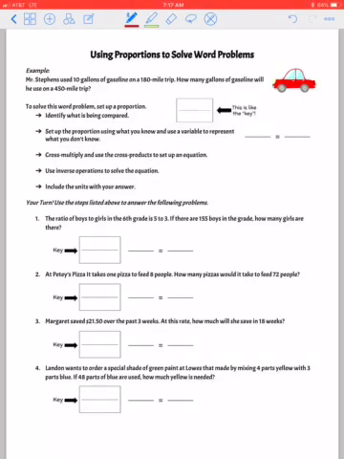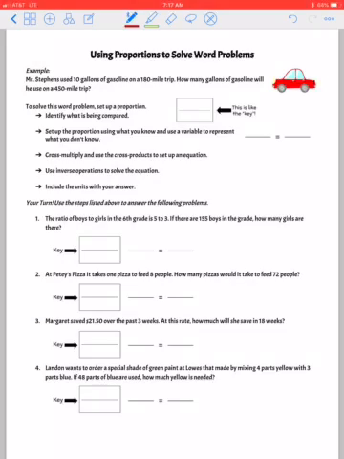Today, you're going to learn how to use proportions to solve word problems. In the example, Mr. Stevens used 10 gallons of gasoline on a 180-mile trip. How many gallons of gasoline will he use on a 450-mile trip? To solve this word problem, set up a proportion.